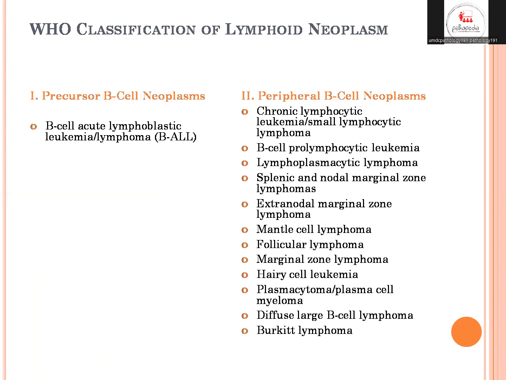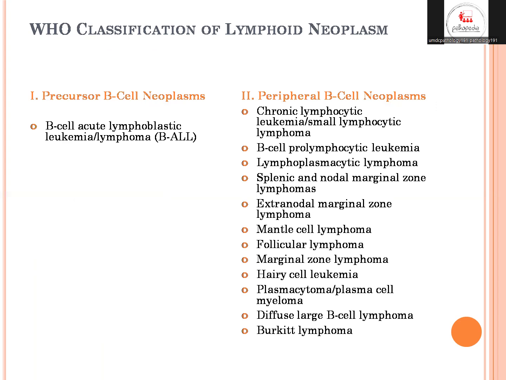When we talk about the classification, WHO classifies the lymphoid neoplasm into five broad categories. Number one, precursor B cell neoplasm. It includes B cell acute lymphoblastic leukemia and/or lymphoma.